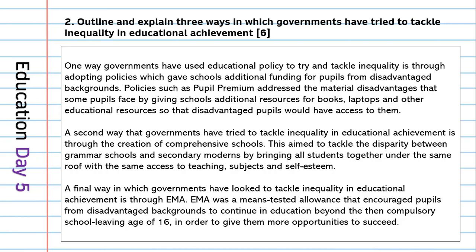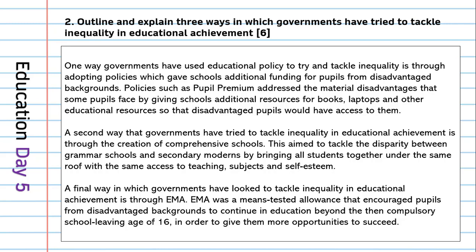Question 2. Outline and explain 3 ways in which governments have tried to tackle inequality in educational achievement. Okay, so again, this type of question, it's worth 6 marks. We've got to have 3 ways, so each way is worth 2 marks. You get 1 mark for identifying and 1 mark for explaining how it's tried to tackle inequality. So it says ways, not policies, right? I've used policies here, but if you looked at a way, you would probably still get credited for it.